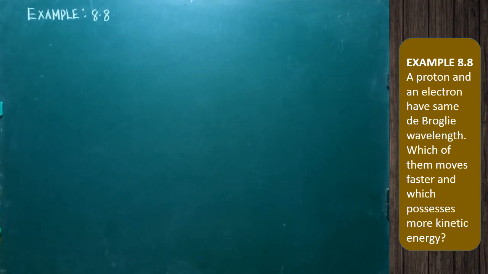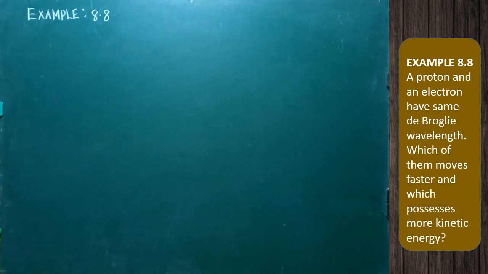Now we are going to solve problem number 8.8, which is given on page number 129, in the lesson Dual Nature of Radiation and Matter. First I'll read the problem. A proton and an electron have the same de Broglie wavelength. Which of them moves faster and which possesses more kinetic energy? So this is the question given.